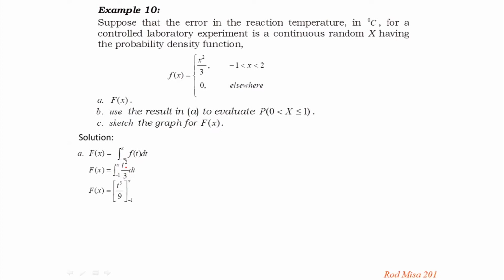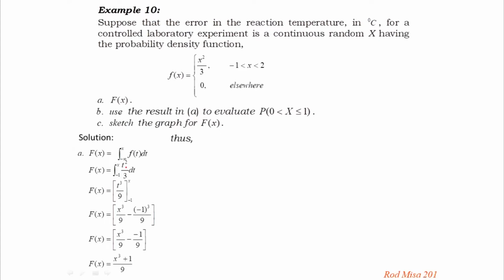So using the fundamental theorem of calculus, we need to substitute the limits of integration here. So we have x cubed over 9 minus the -1 cubed over 9. And the cube of -1 is still a -1. So x cubed over 9 minus the -1 over 9 is x cubed over 9 plus 1 over 9.